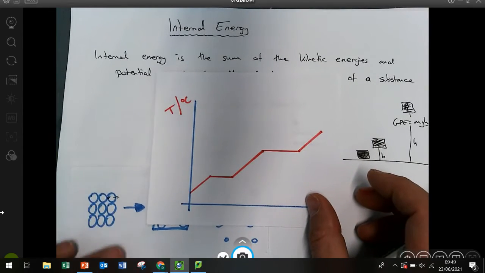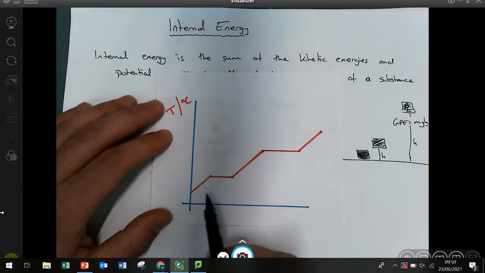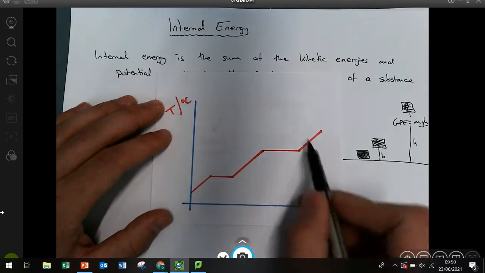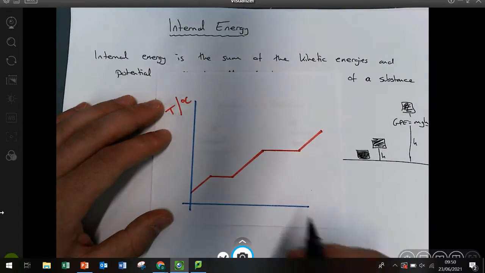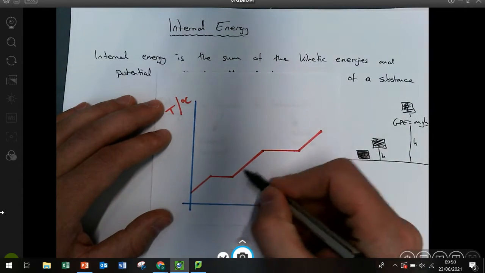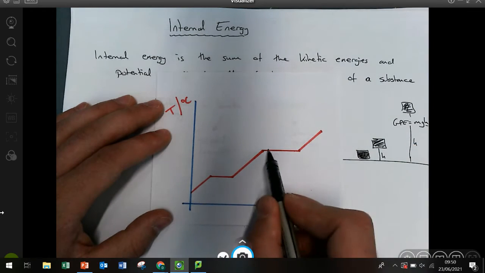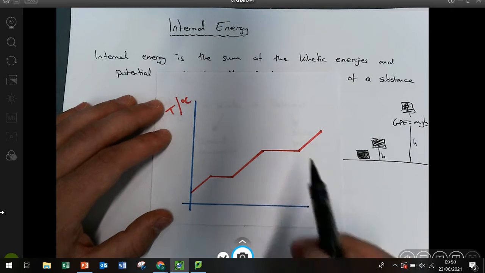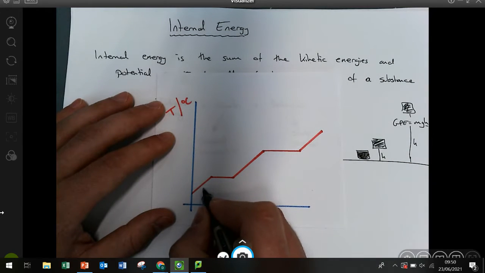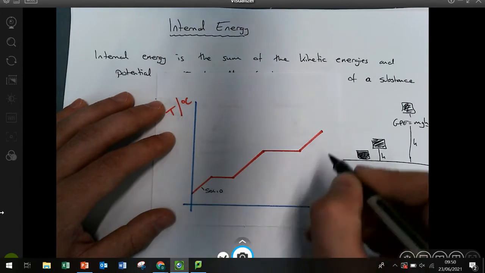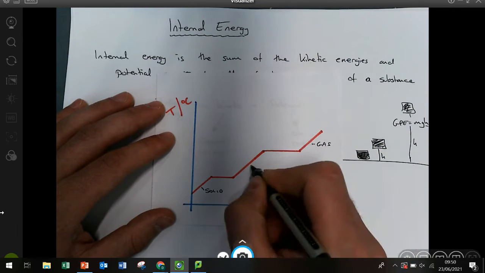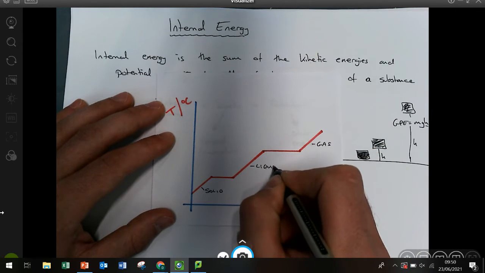So here I've got a temperature graph against time. Down here we've got solid, here we've got a liquid, here we've got a gas, here it's melting or freezing, here it is boiling or condensing. So we tend to say that solids have the lowest potential energy. We say that gases have the highest and liquids are somewhere in between.